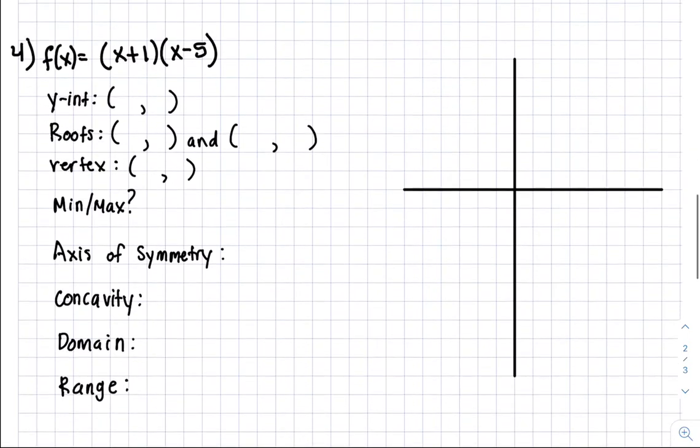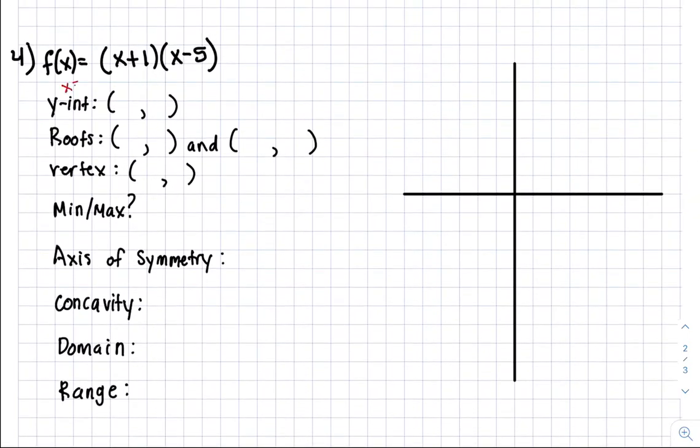Lastly, number 4. So the y-intercept, right? You know x is equal to 0, so let's substitute 0 in. 0 plus 1, 0 minus 5, which is 1 times negative 5, which is negative 5. So x is 0, right? And we got negative 5 for the y value of the y-intercept.